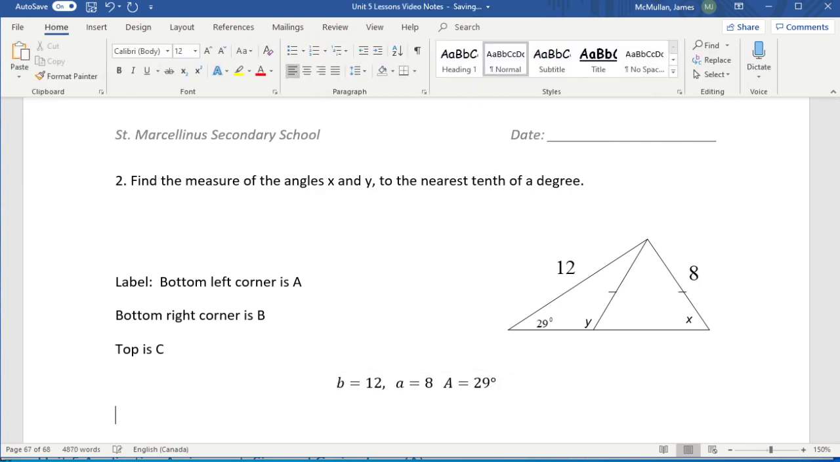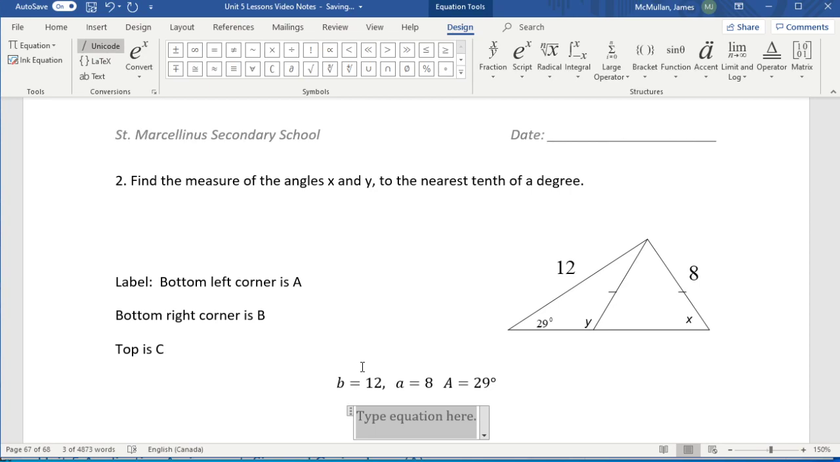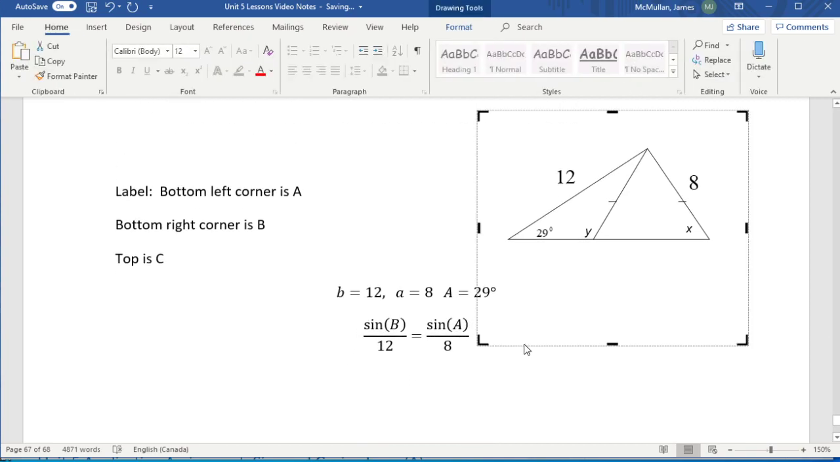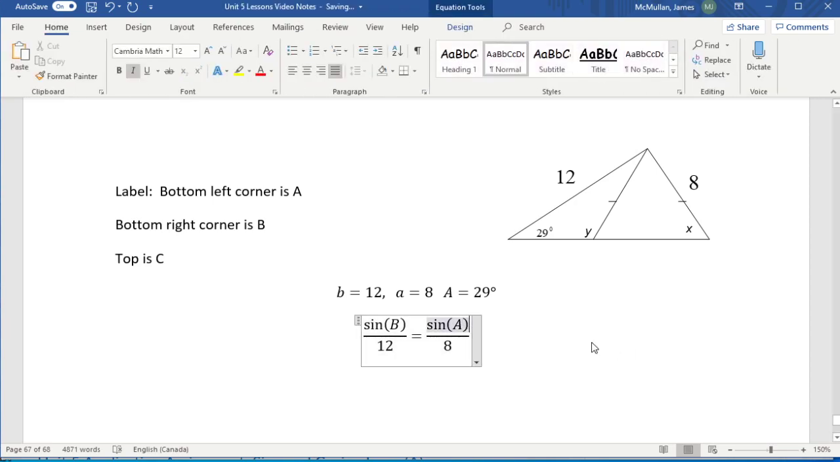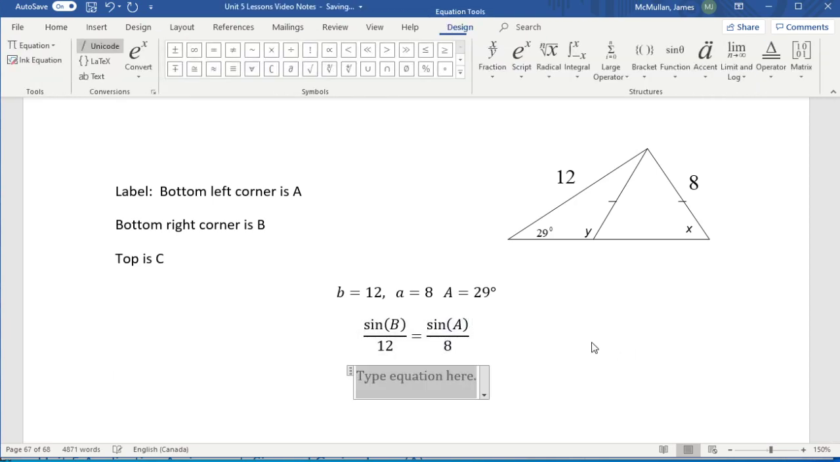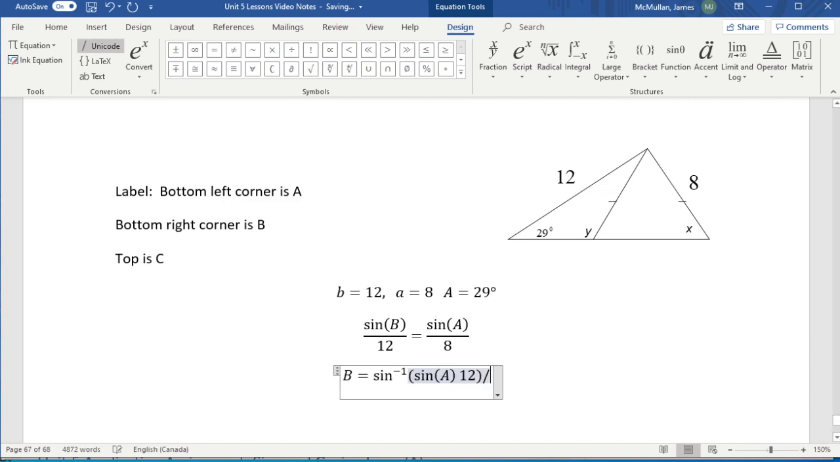That's what we've got. Now, if you try to solve this, you would find that sine B over 12 is equal to sine A over 8, right? That's the sine law. So we go ahead and we solve this. B is equal to the inverse sine of all this stuff: sine A times 12 divided by 8. Okay, so the inverse sine of all that stuff.